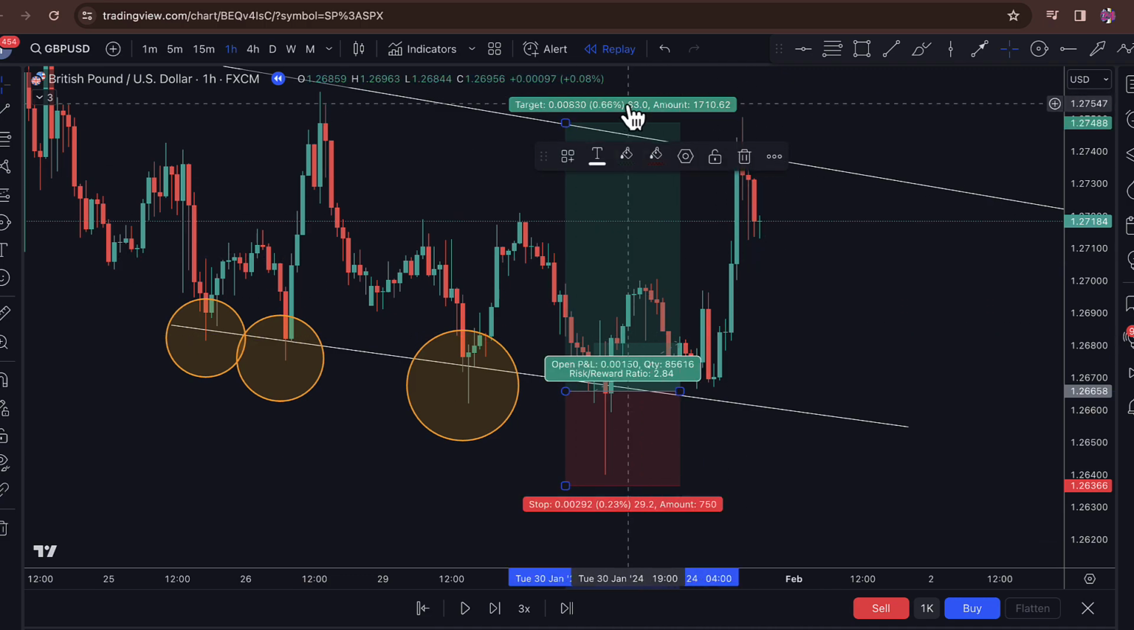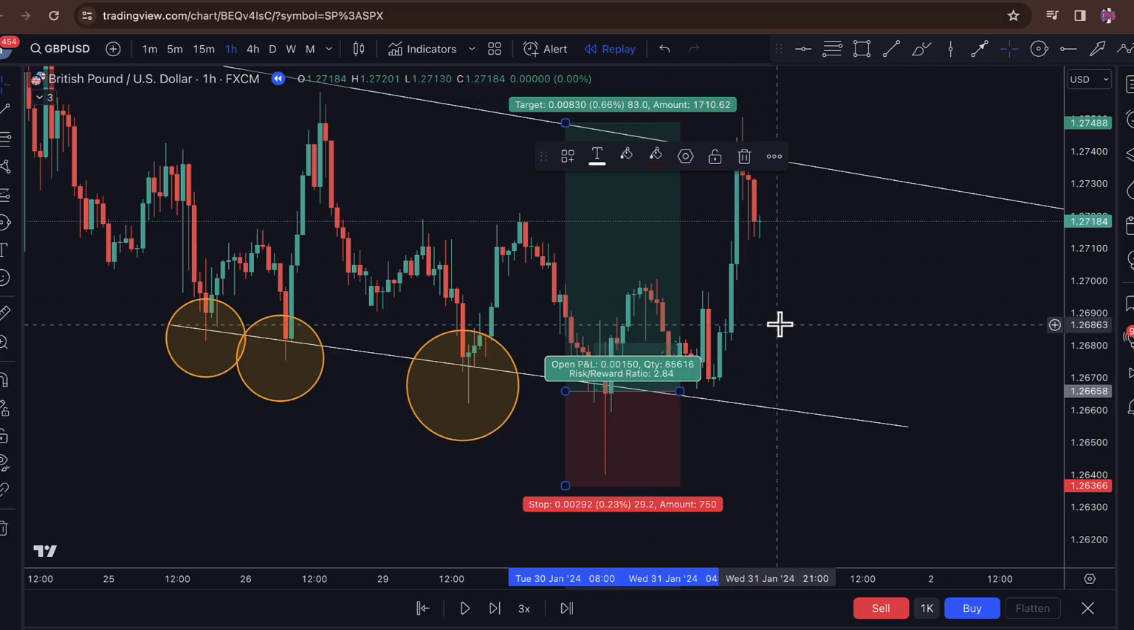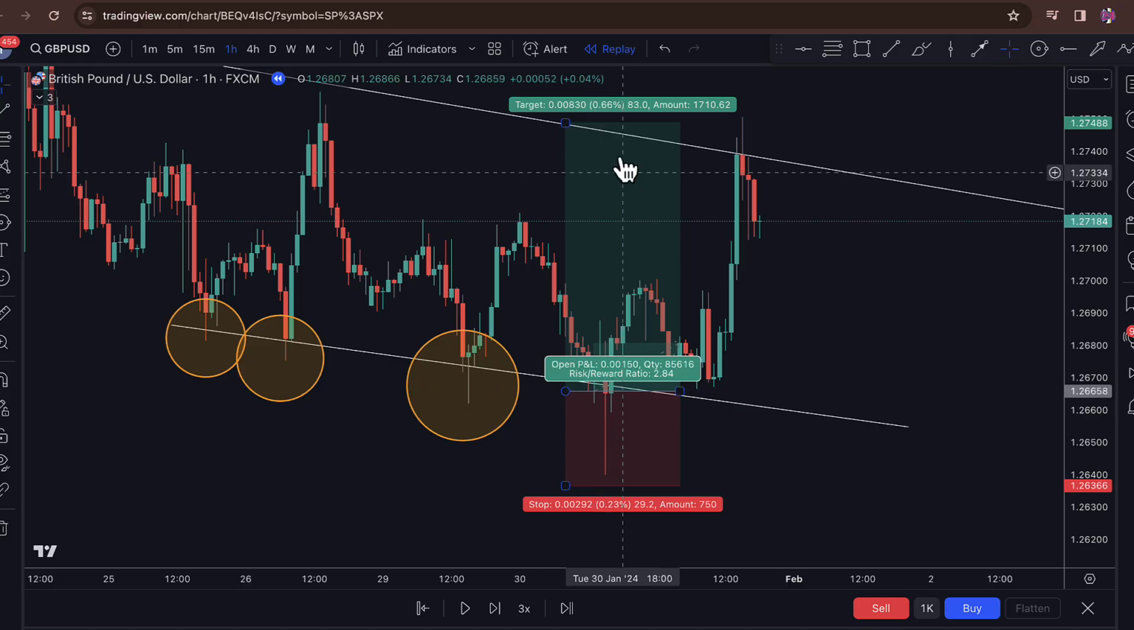In this trade, we have 83 pips profit to take. So the risk reward here is 2.8, which is fine. Based on this large reward you're going to be getting, you're going to have about 30 pips. It's down here, you can see here 29.2. So you're going to have like 30 pips stop loss. 30 pips stop loss compared to 83 pips profit is fine. That's approximately 1 to 3 risk reward ratio.